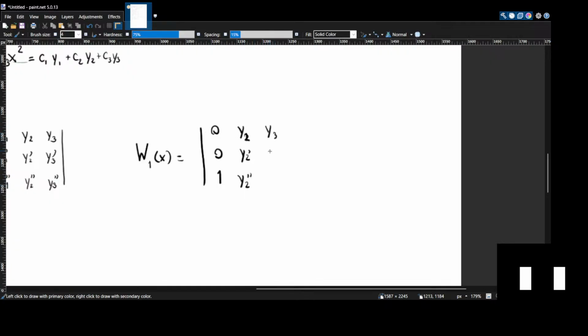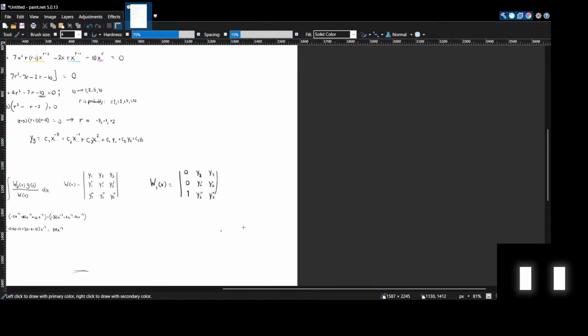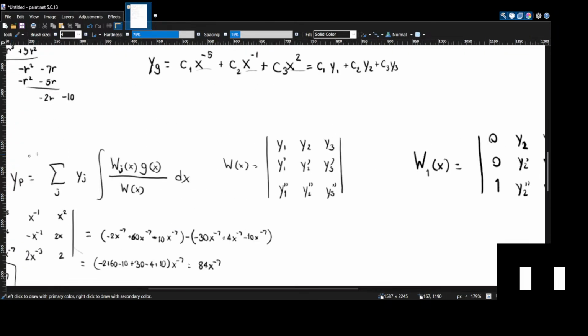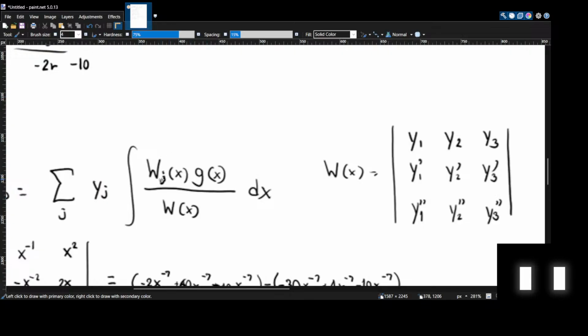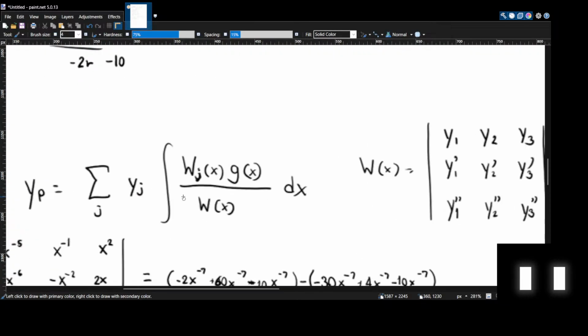This is y3 prime, y3 double prime. This is what the Wronskian with 1 down here means. Obviously, wj here means that we're summing over j. We iterate from j equals 1 to j equals 2 to j equals 3, and then we add up all of those answers.